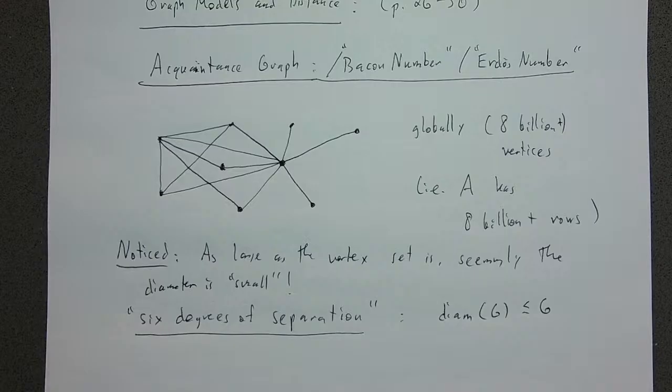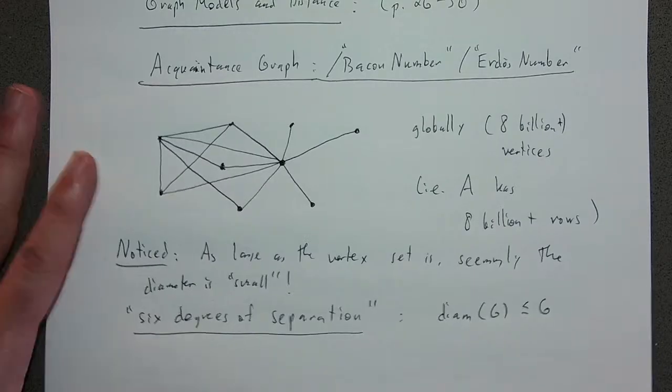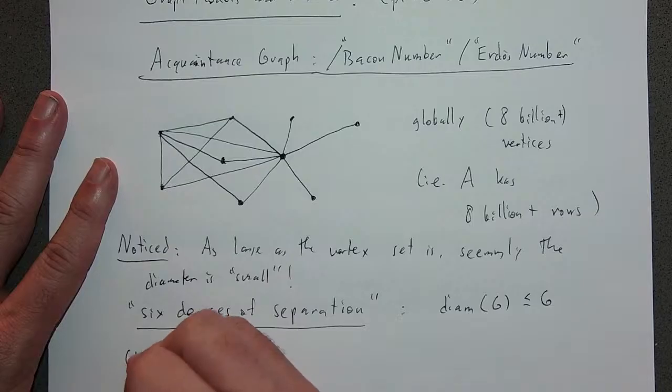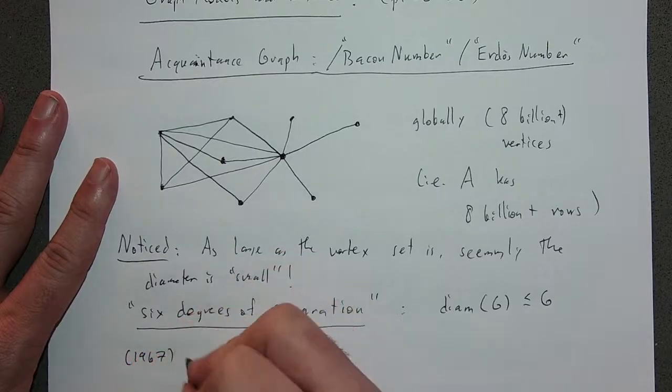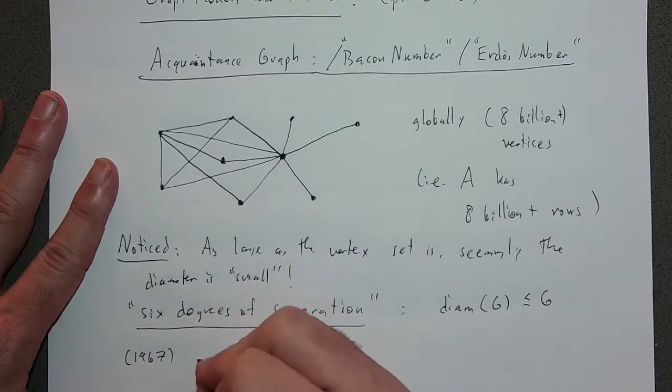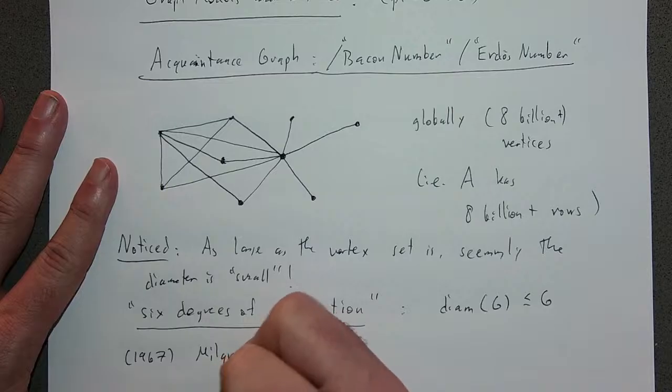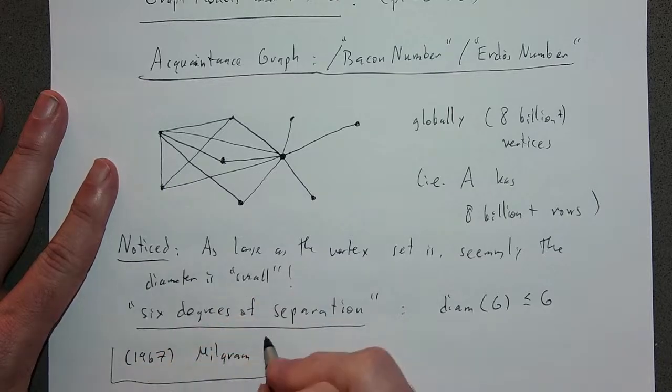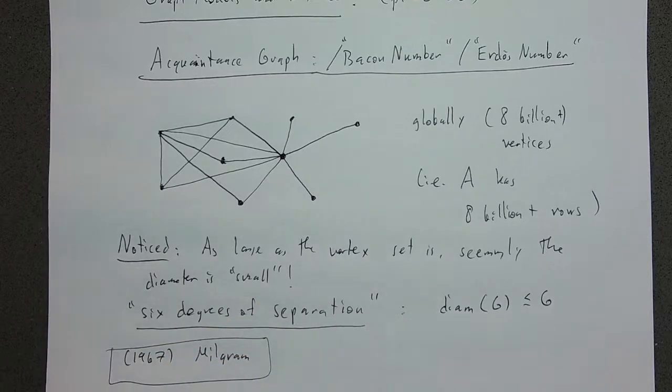So one example that was done in 1967. There was a 1967 experiment by Stanley Milgram. This is not the experiment you're thinking of. This is a different one.